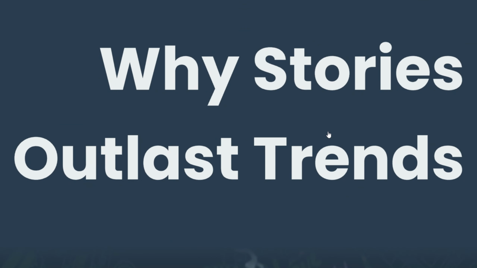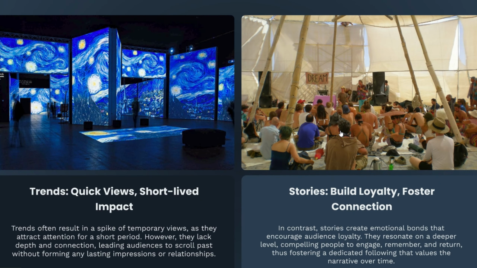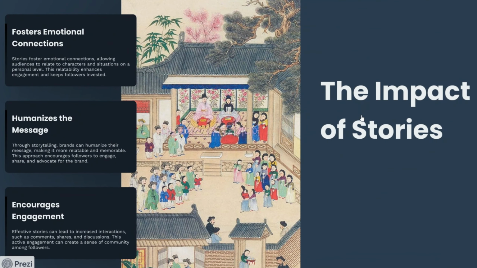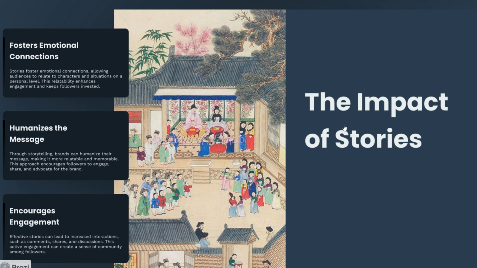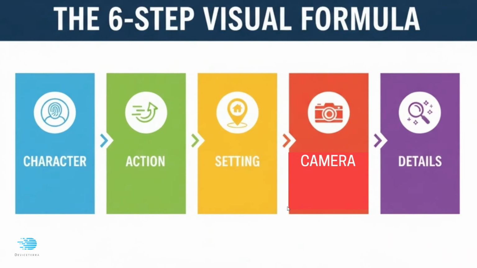Why story beats trend? Trends get views. Stories build loyalty. Copy a trend and people scroll past. Tell a story and they stop because they feel something. That's what builds connections, followers, and real opportunities. Don't let AI decide your style. Use it to express your story. When you follow the 6-step visual formula, character, action, setting, camera, lighting, detail, you turn ordinary prompts into storytelling tools.